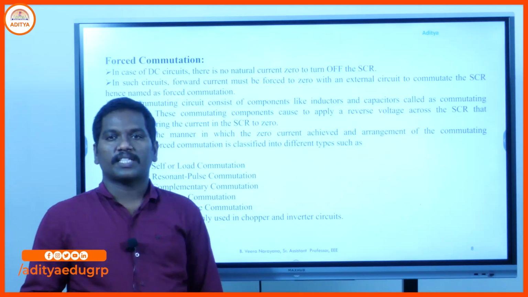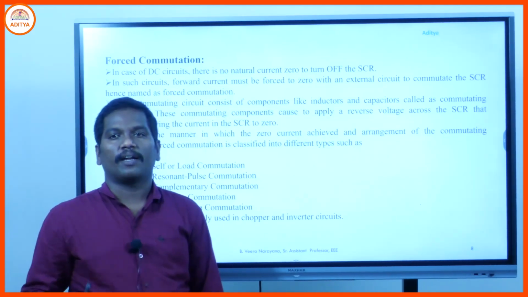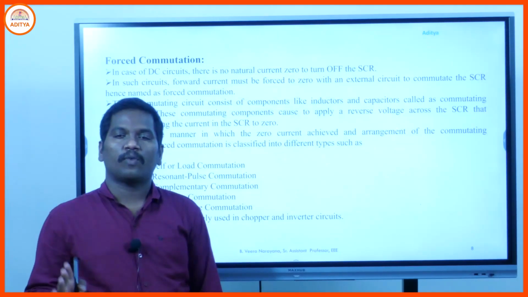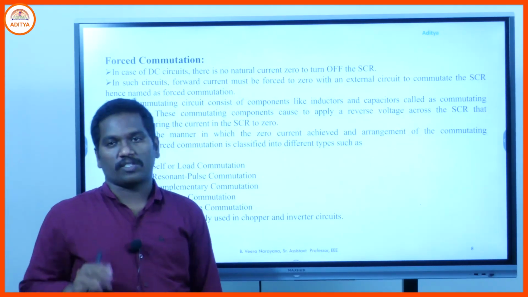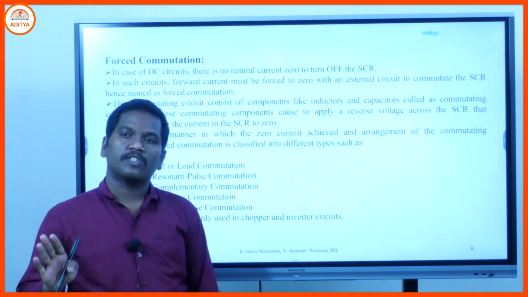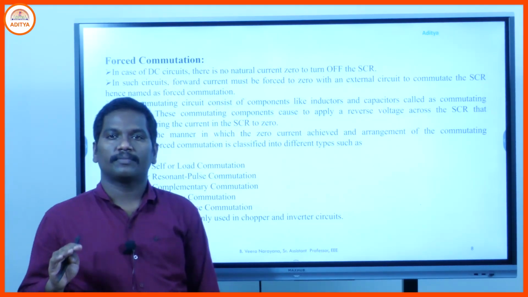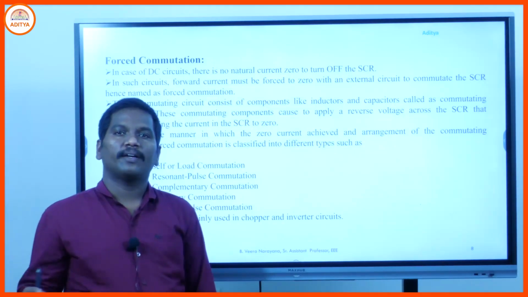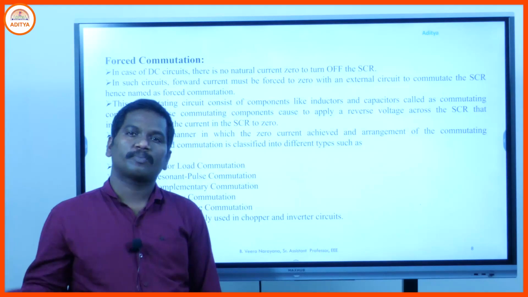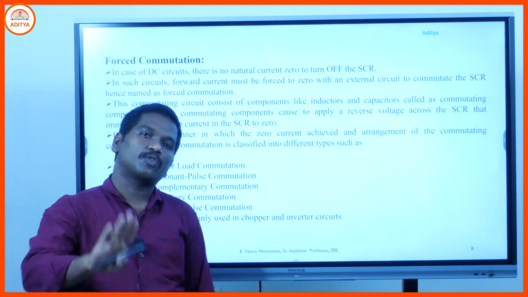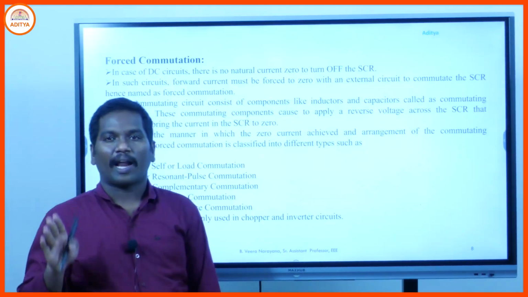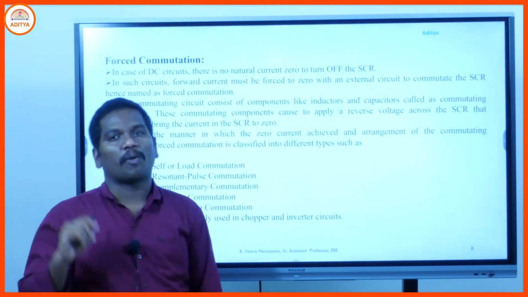Once the current flowing through the SCR crosses the latching current, you can remove the gate pulse, and the SCR will continuously be in the forward conduction state. At omega t equal to pi, the output voltage is 0 and the output current is 0. After that, from pi to 2 pi, during the negative half cycle of the supply, the anode is negative and the cathode is positive, so the SCR automatically goes to the off state. That is natural commutation, or line commutation, or class F commutation.